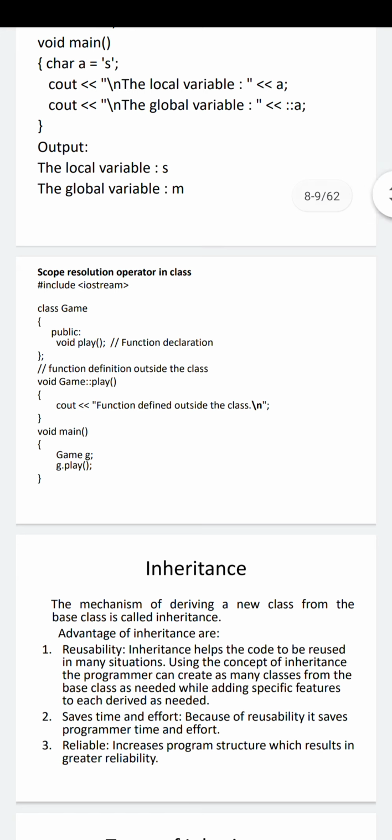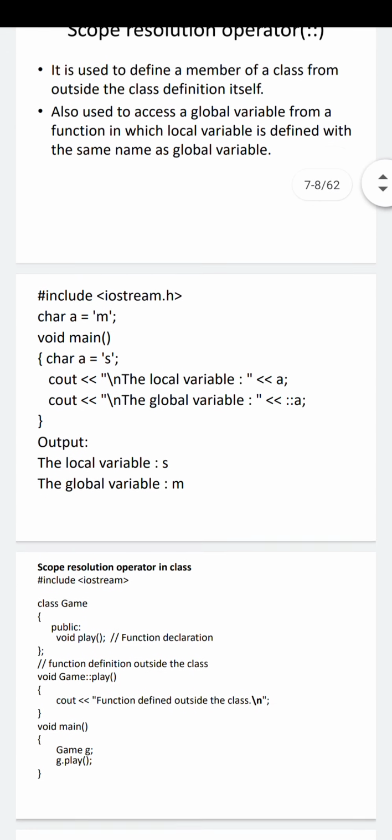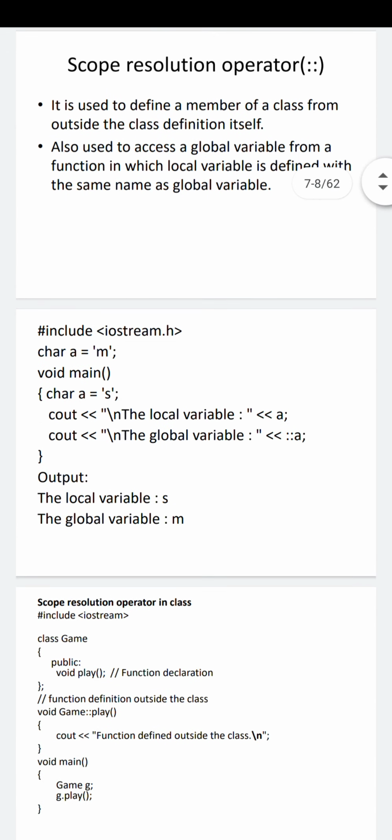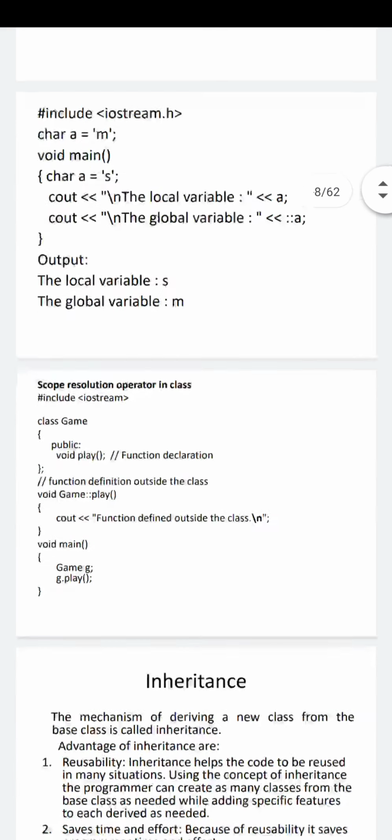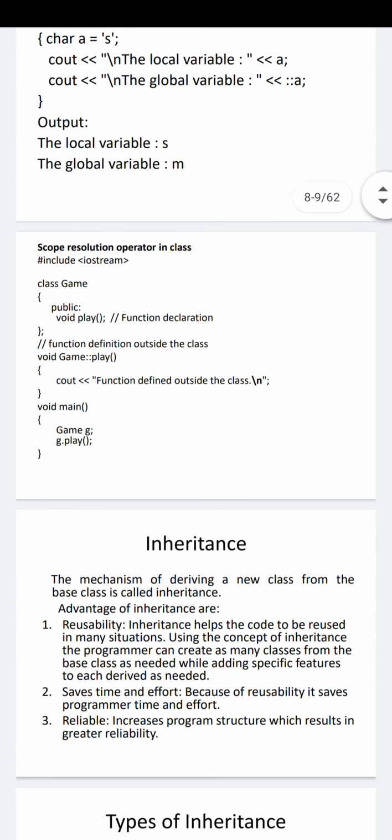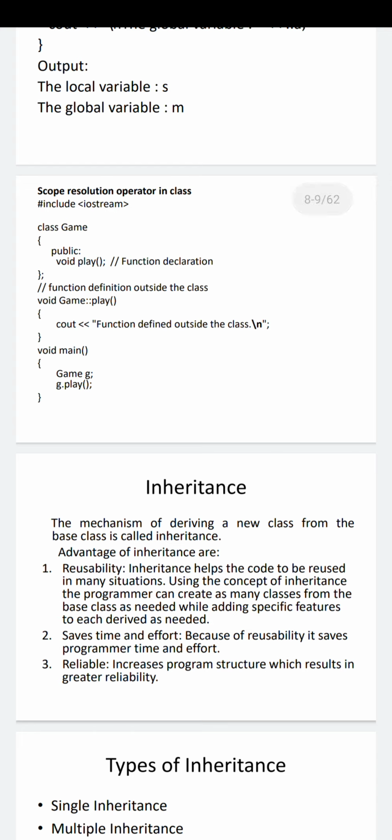Second use of scope resolution operator is, it is also used to define a member of a class from outside the class definition itself. So let us take an example for that. So here in this example we have defined one class game, we have mentioned one function play, but here we have not defined the function play inside the class game. We have just declared it.